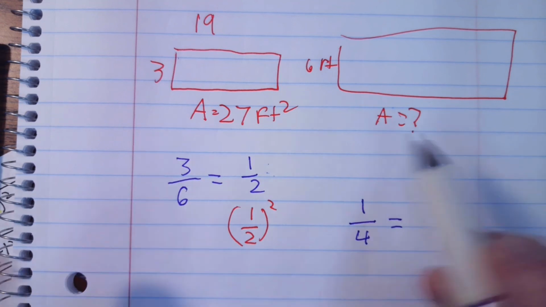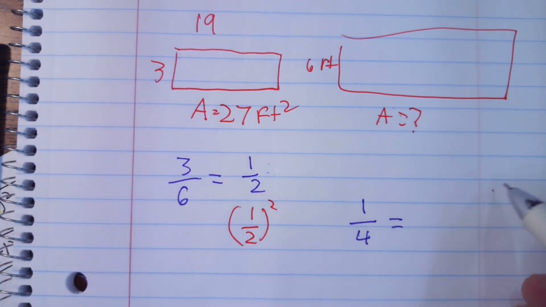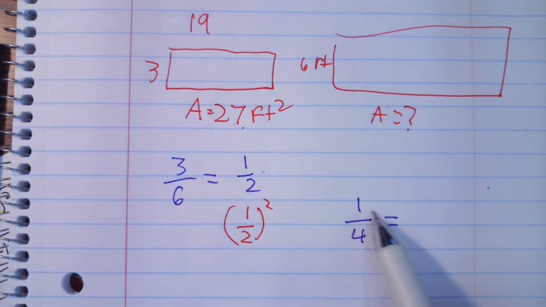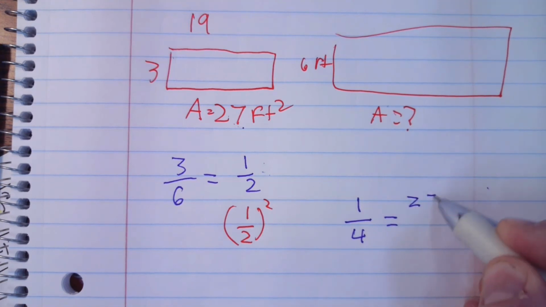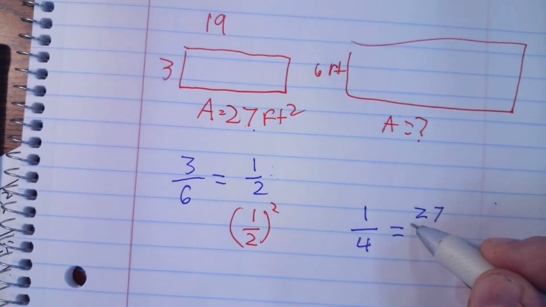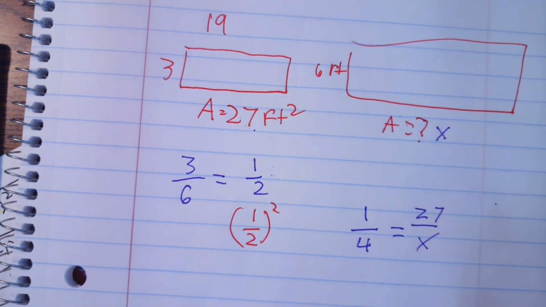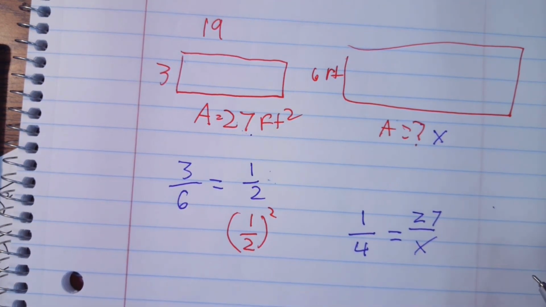Now I need to figure out which shape should go on top and which shape should go on bottom. This is a smaller shape, right? Smaller shape should be matched with smaller number. Bigger shape with bigger number. And instead of question mark, I'll just use x, cross multiply, and we're done.